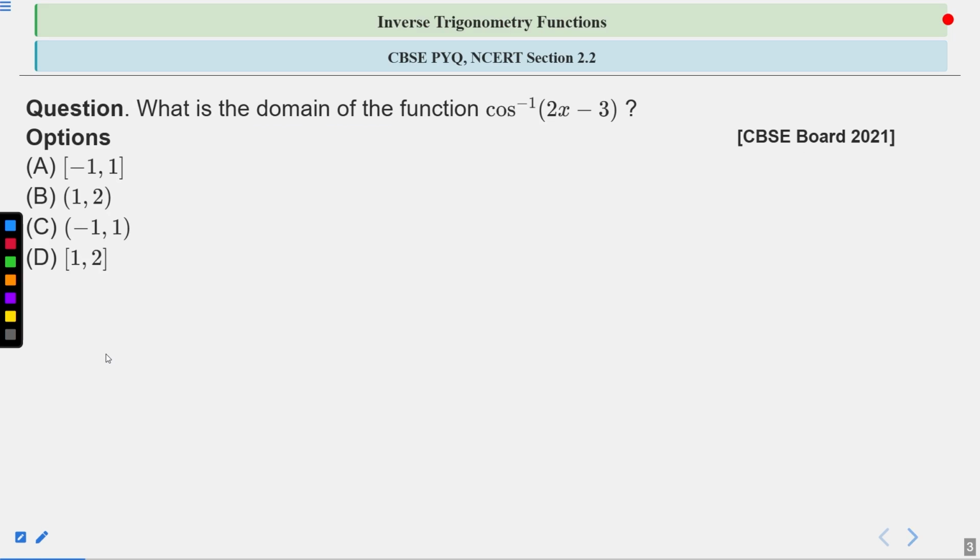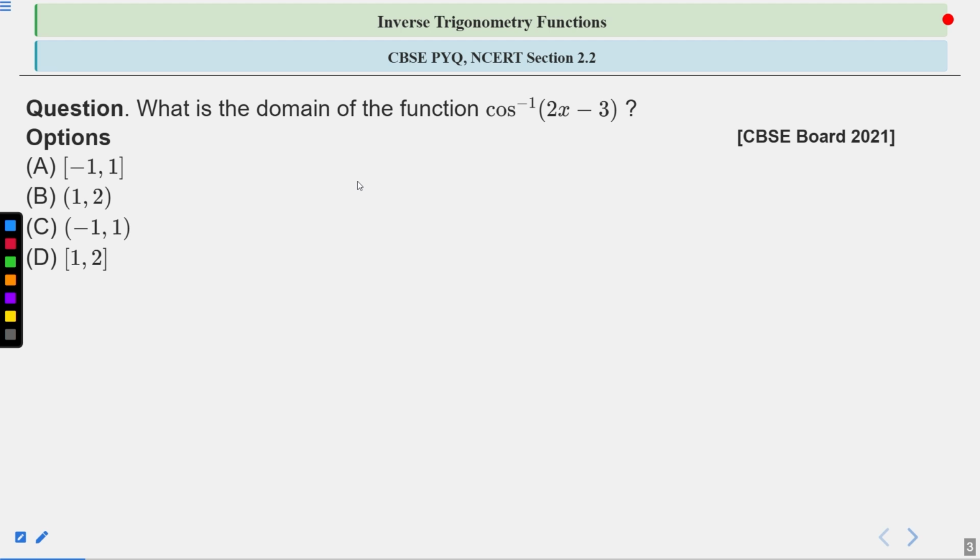So let us start with our questions. First question says, what is the domain of the function cos inverse 2x minus 3? This question was asked in CBSE board 2021 and the options are option A -1 to 1, option B 1 to 2 open bracket, option C -1 to 1 open bracket, and option D 1 to 2 closed bracket.